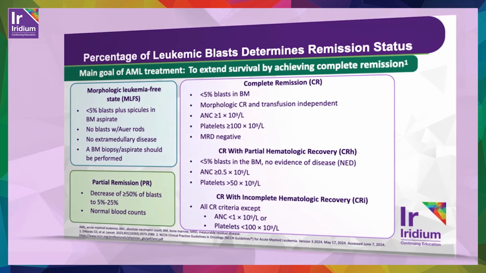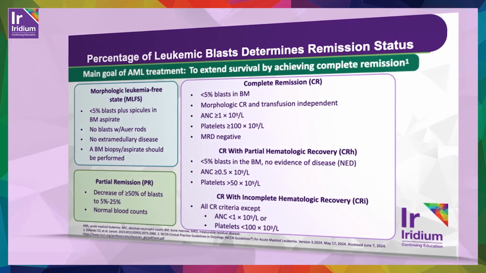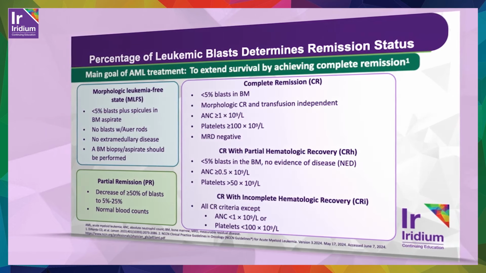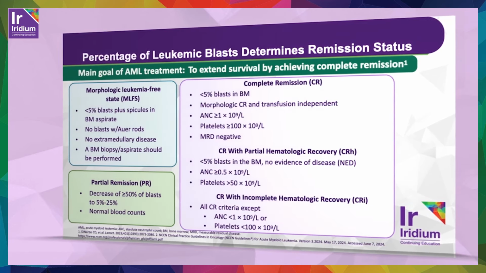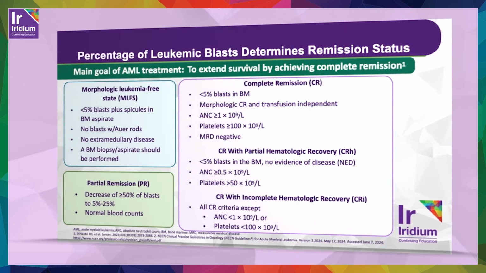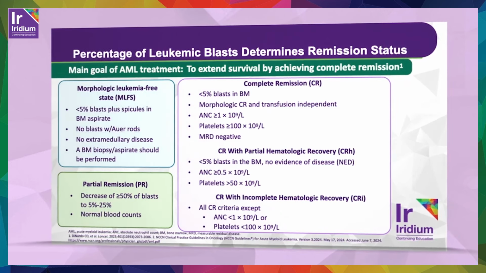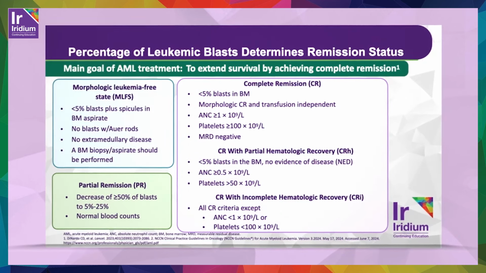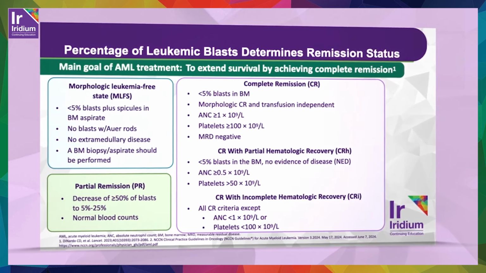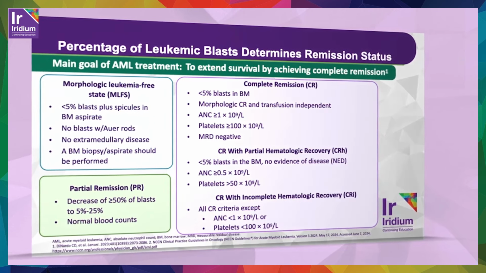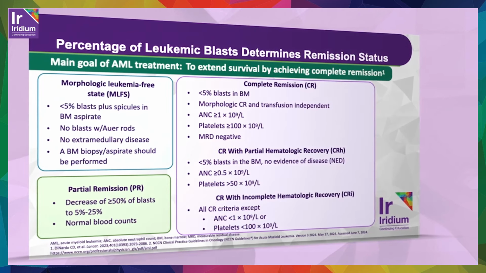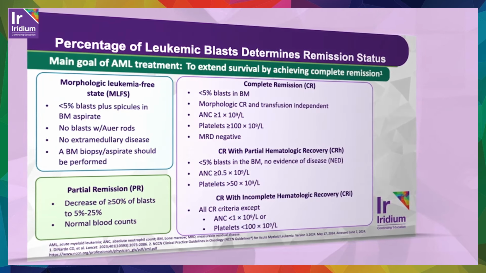A complete remission is the gold standard, and that means they have less than 5% blasts in the bone marrow, they are no longer requiring transfusions, their neutrophil count has recovered, and their platelet count has recovered. So a neutrophil count above 1,000 and platelets above 100,000. A complete remission that doesn't have full count recovery can be called a CR with partial hematologic recovery. That's called a CRh, and that's if they have a neutrophil count above 500 and a platelet count above 50. They haven't met the true full CR criteria.